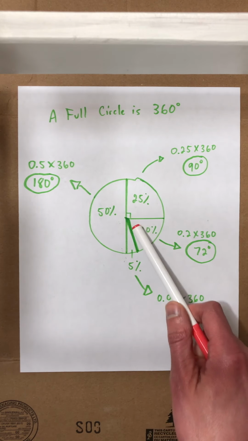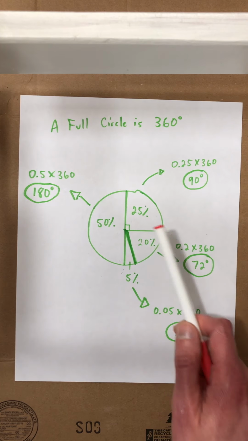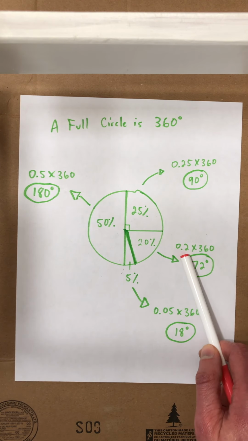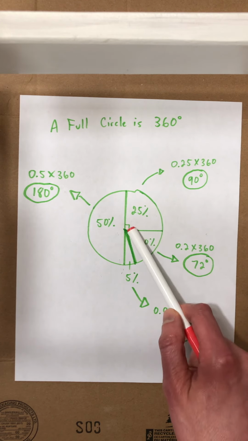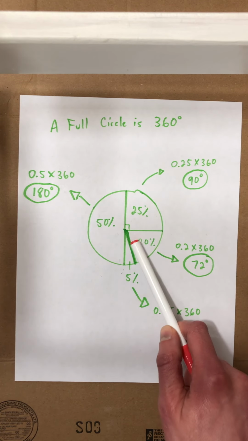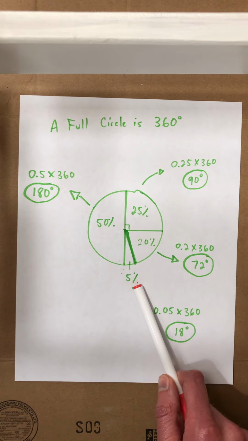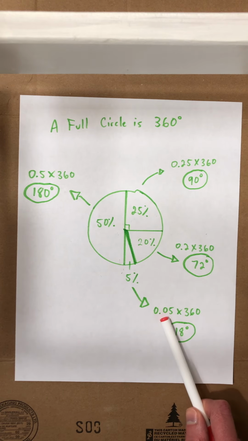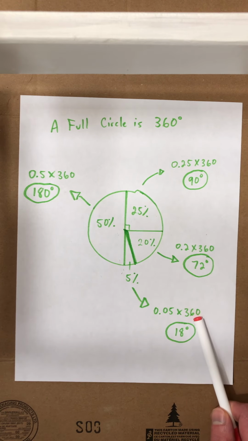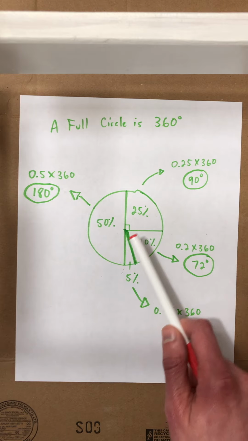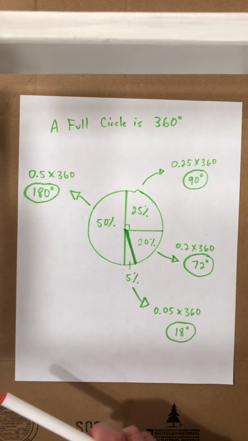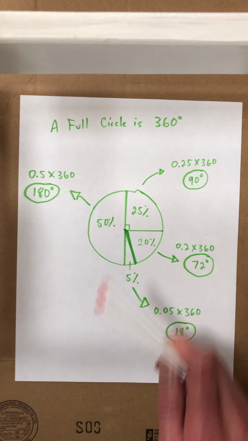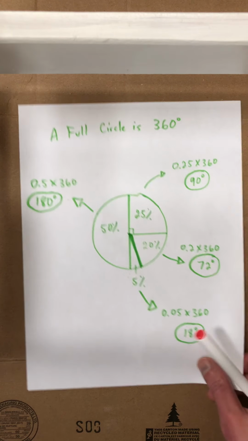So let's say I want to know how many degrees to do for 20%. I would turn 20% into a decimal, which is 0.2, multiply by 360, 72 degrees comes back, so this central angle is 72 degrees. If I want to find it for 5%, I turn it into a decimal, 0.05, multiplied by 360, 18 degrees. So finding out these different central angles is really what you need to do in order to be constructing your own circle graphs.